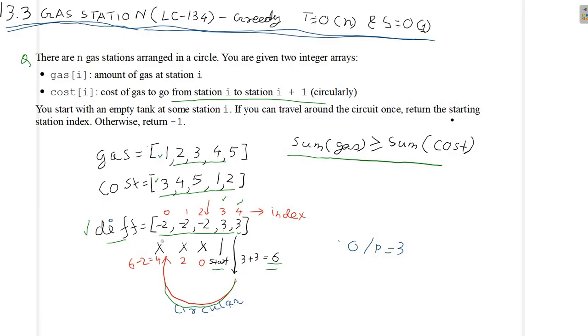Now with 6, what is the value here? -2. So 6 minus 2 is 4, correct? Now again for this value, -2, 4 minus 2 is 2, correct? And here again, 2 minus 2 is 0, right? We get a value 0 here. So if it is 0, we have to restart it again. So like that it goes.